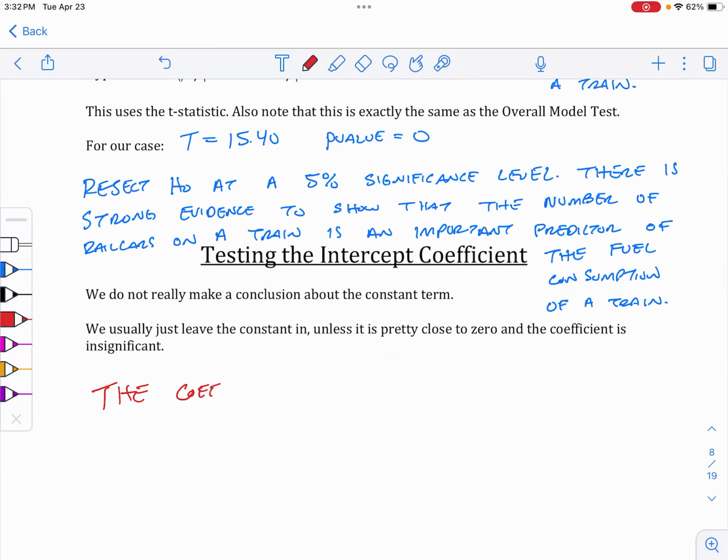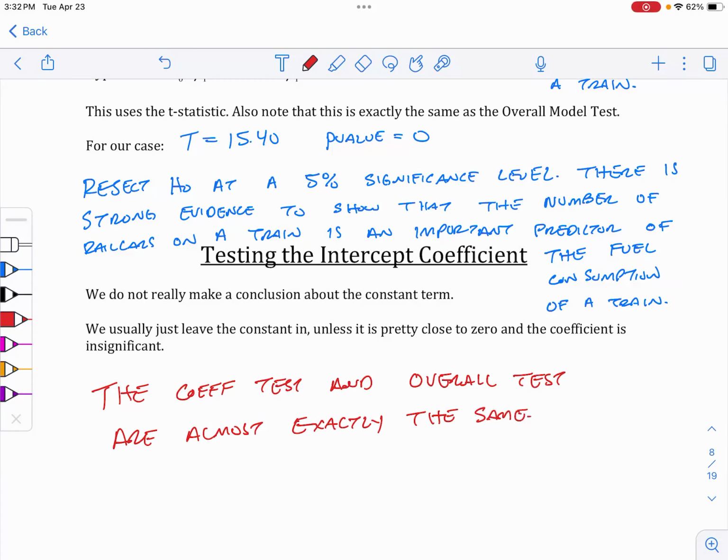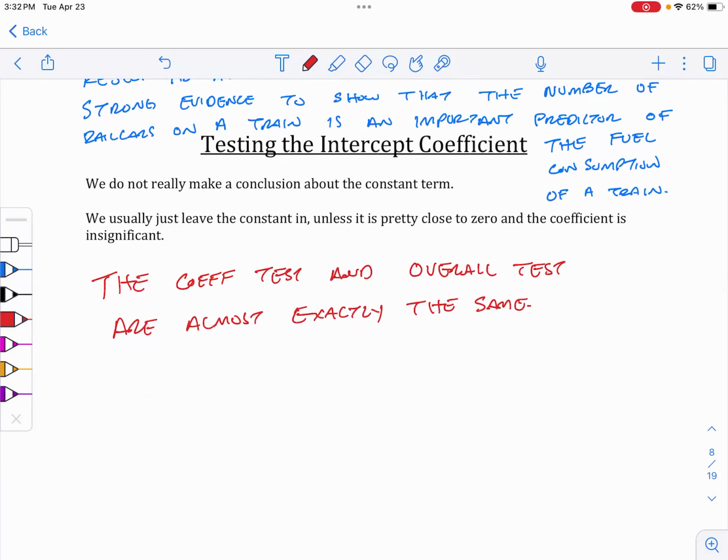The coefficient test and overall test are almost exactly the same. The only difference between them is one uses the F statistic and one uses the T statistic. But as I just said, the F statistic is the T statistic squared.